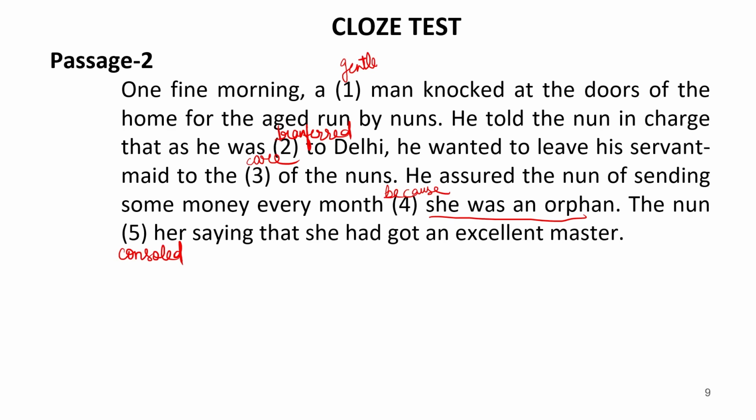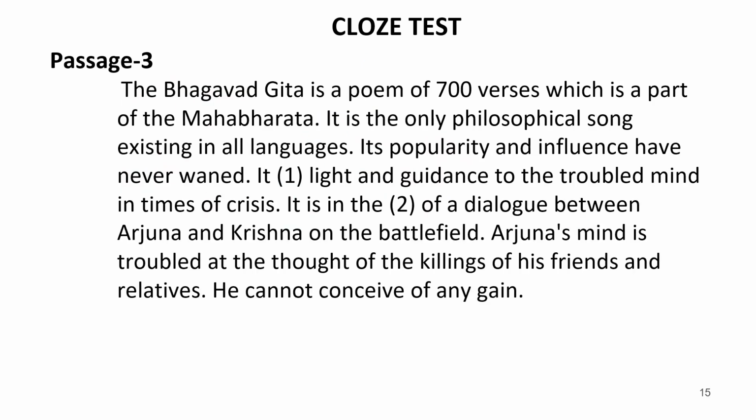Now let us move to the passage number 3. In this we can see the Bhagavad Gita is a poem of 700 verses which is a part of the Mahabharata. So this is the passage about the Bhagavad Gita, which is the part of the Mahabharata. It is the only philosophical song existing in all languages. Its popularity and influence have never waned. Waned means getting weaker or lower.